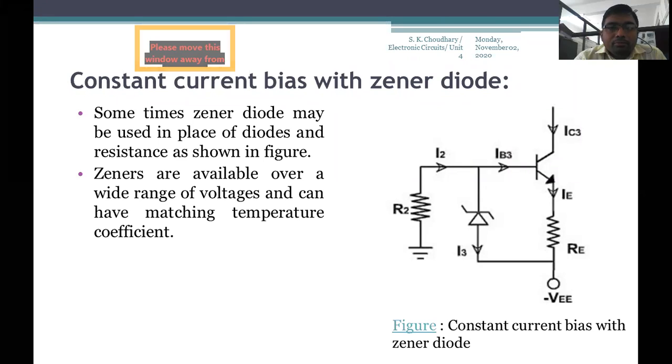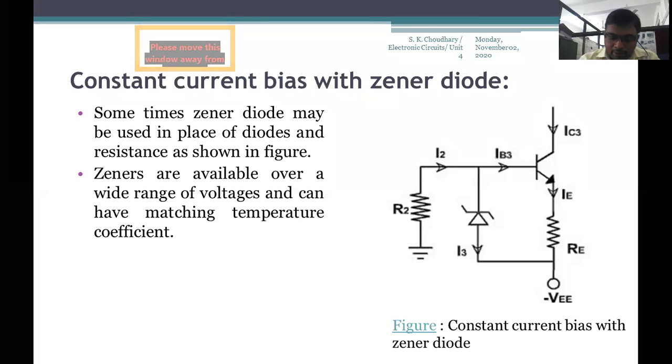Today we will learn the topic of constant current bias with Zener diode. In the last lecture, we saw constant current bias using the voltage divider network as well as the diode for temperature control. Now we will use a Zener diode as an alternative for providing the constant current.